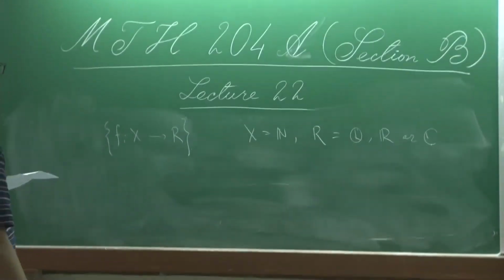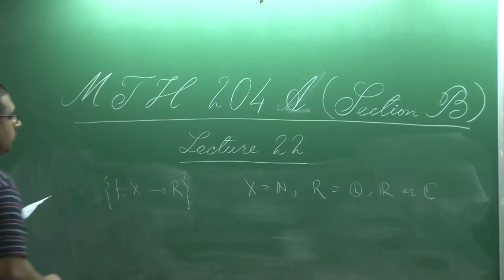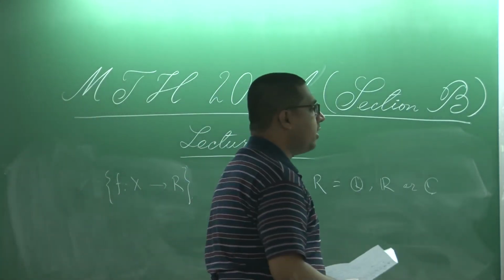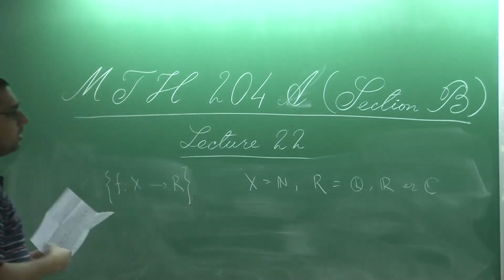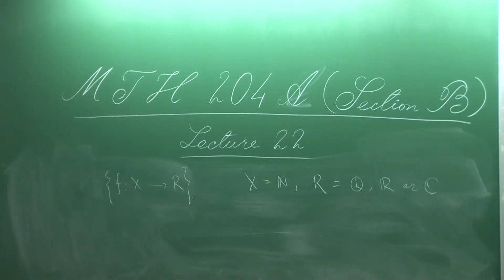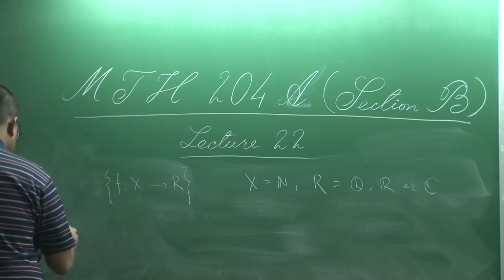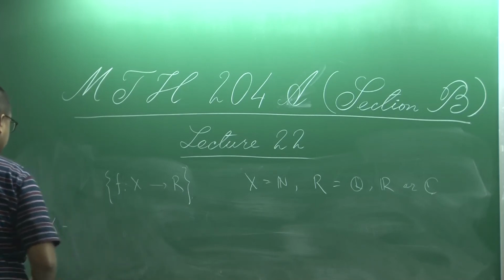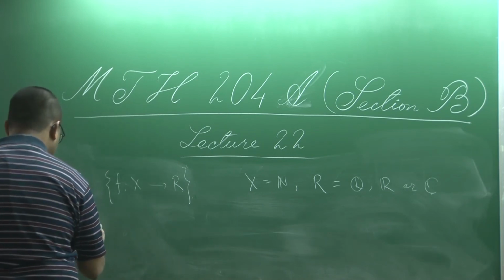Then another important ring of functions which I am going to talk about is the ring of continuous functions. This is a very important ring which we will deal with later on. So let's take X to be any metric space or, more generally, a topological space.